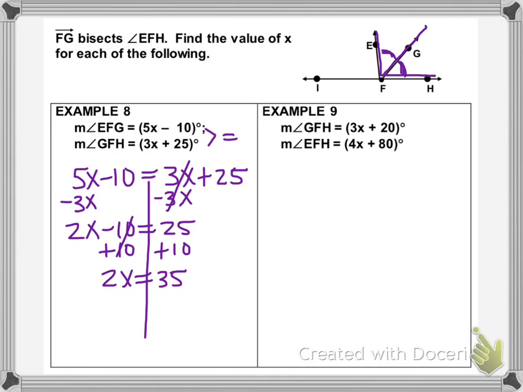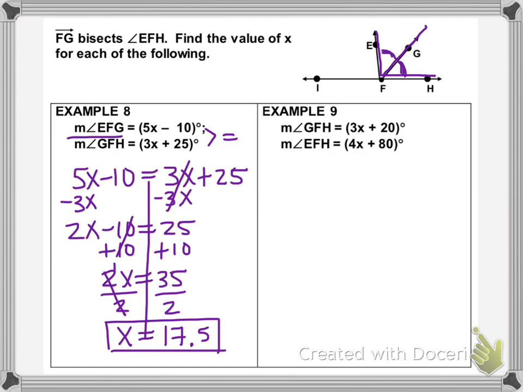And then last thing, we'll divide both sides by 2. 2 divided by 2 is 1. 1 times x is x. 35 divided by 2, we could keep it like that. If you want, we can write it as 17.5. So that's the value of x for example 8. I could go back and plug it back in to find the measure of either of these 2 smaller angles. I could even find the measure of the big angle by adding those 2 smaller angles together. All I have to do is plug in that 17.5 into the x's here.